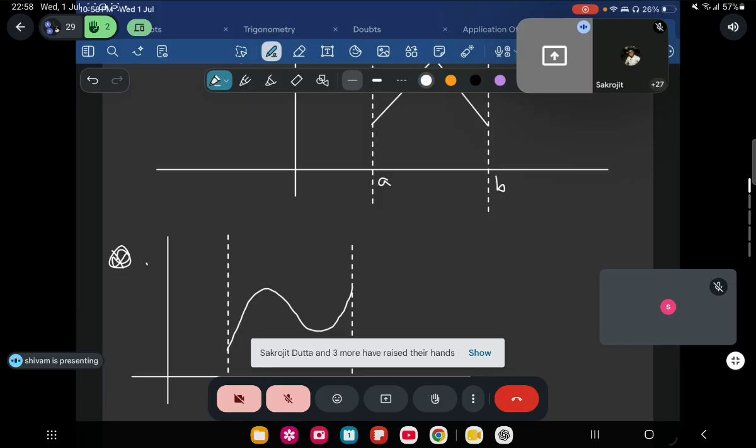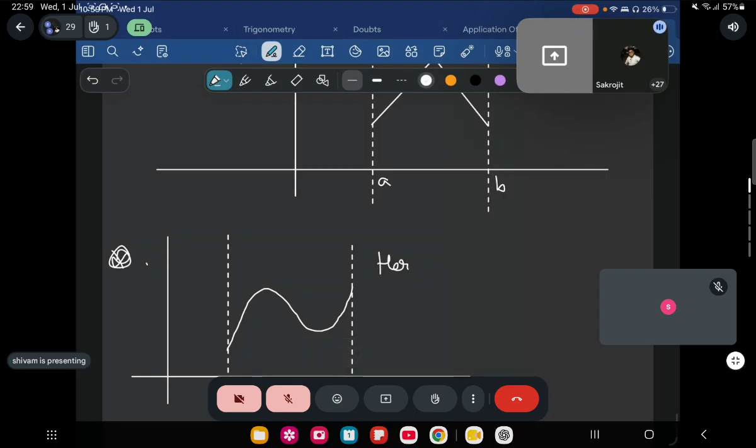Okay, but still, are we getting c of Rolle's theorem? Tell me, are we getting a point such that f dash c is equal to 0? Yes, sir. Here in this graph, condition number 1, condition number 2 are satisfied.